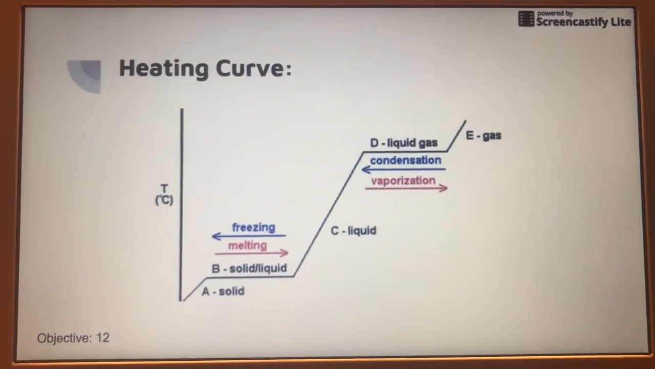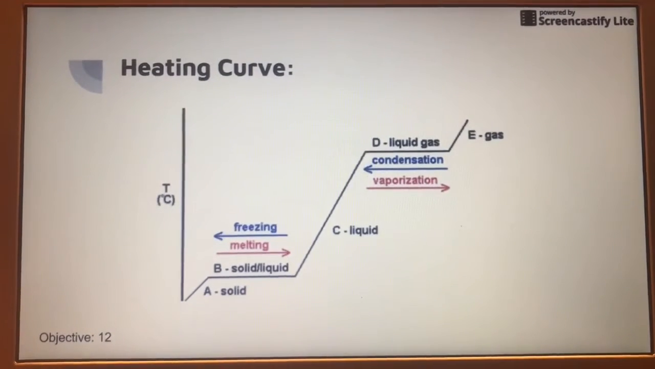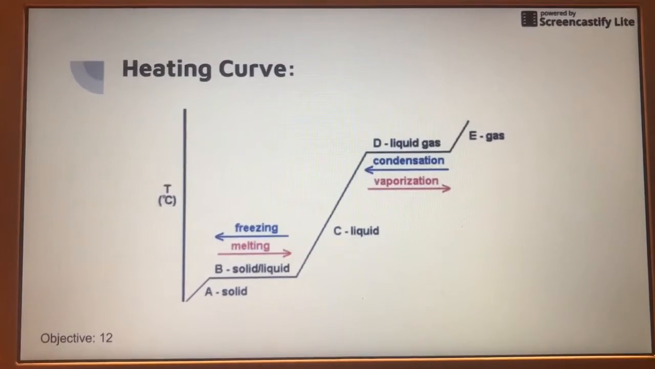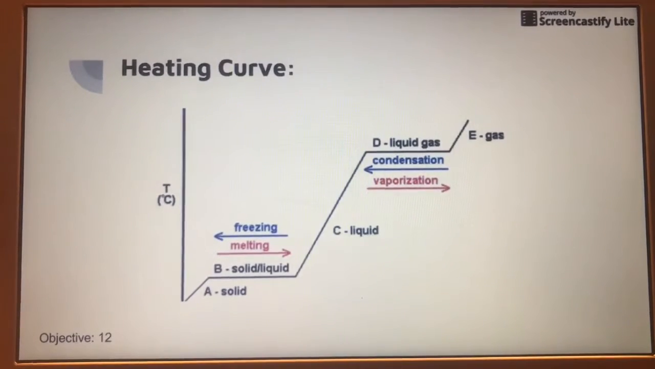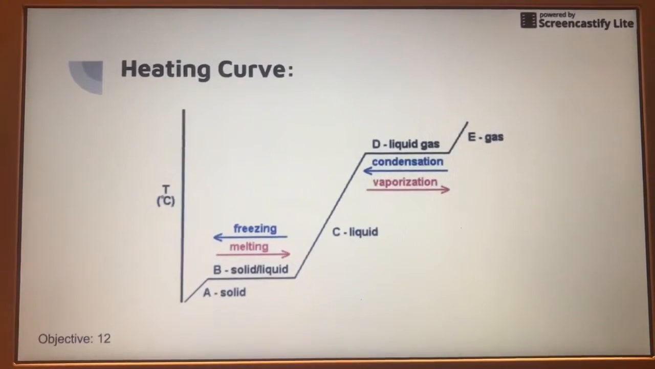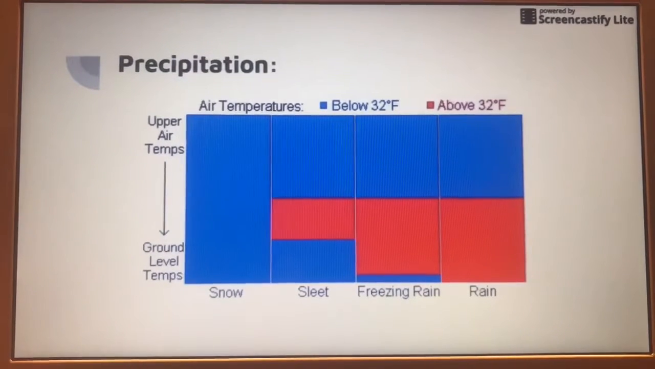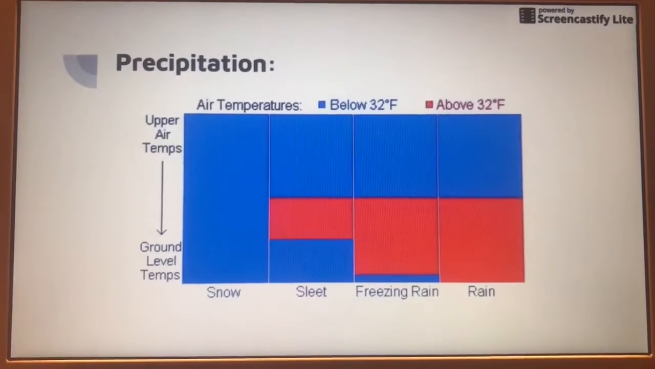Then the liquid starts to warm up and the temperature changes. Then it plateaus again because it starts to boil into a gas. The gas then begins to warm up. Just as you go up the heating curve, you can also go back down and condense a gas into a liquid and freeze a liquid into a solid. Now on to the different types of precipitation.